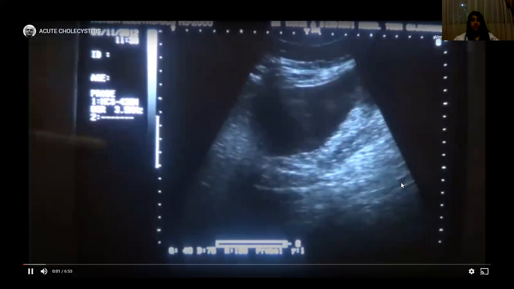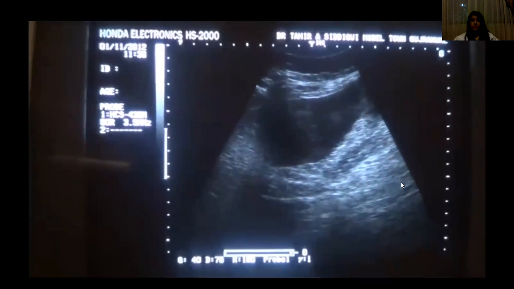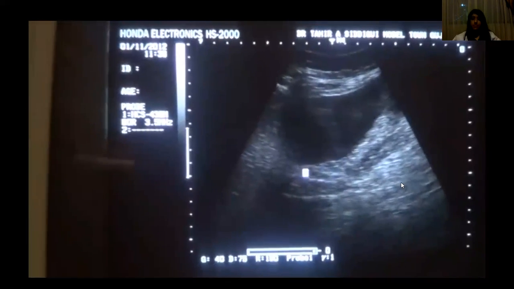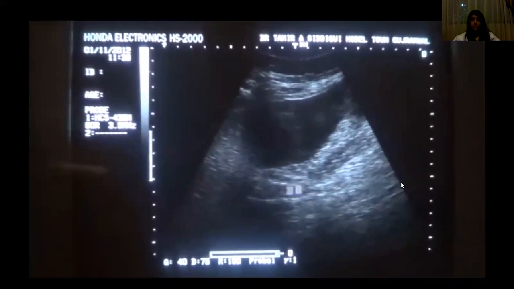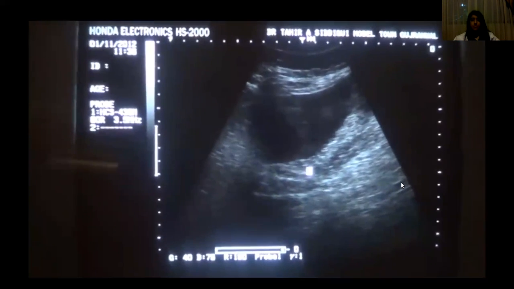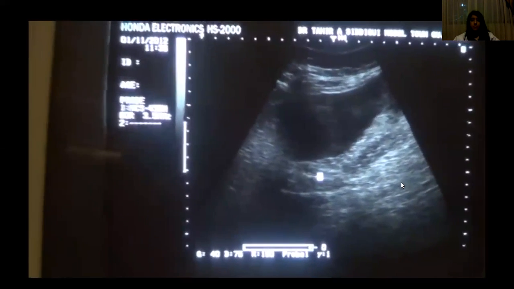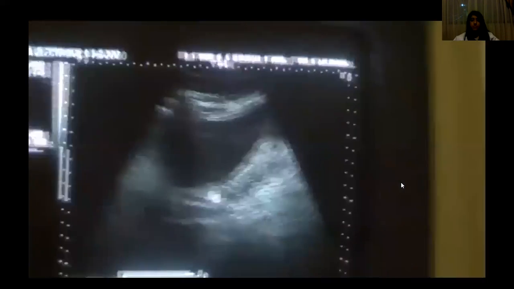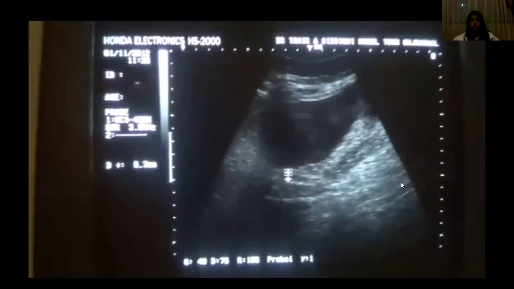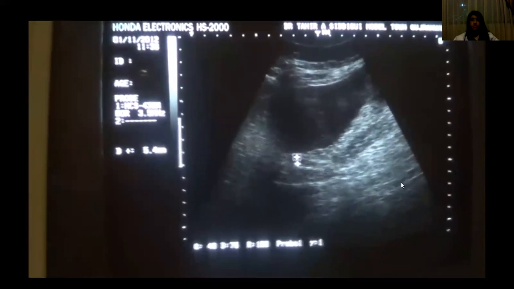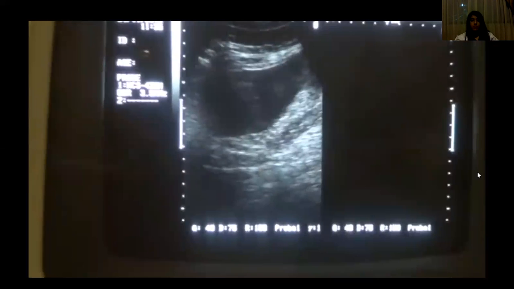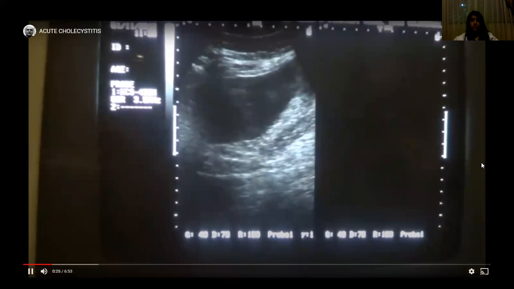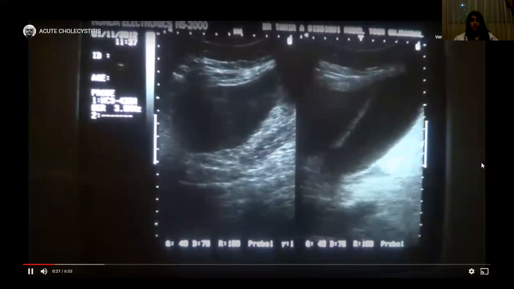Now the patient is in left lateral decubitus position, scanning through the subcostal view. This is the portal vein of the patient. This is the common bile duct. And the portal vein is patent. The common bile duct is not dilated. It measures 5.4 millimeters, normally that is up to 7.